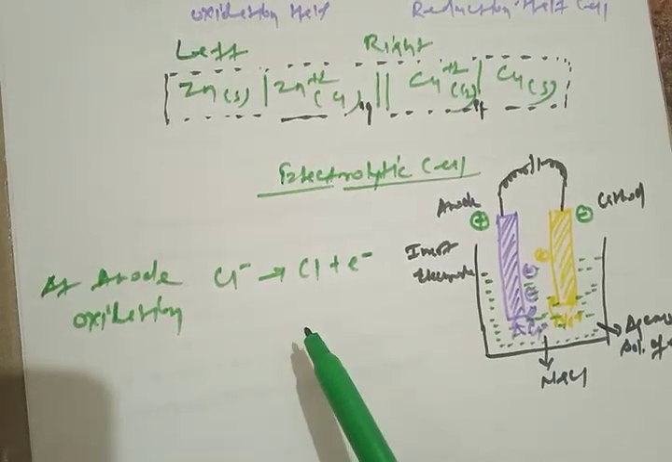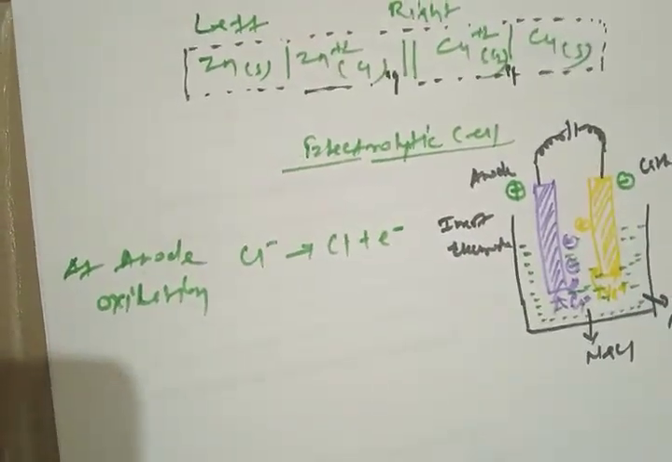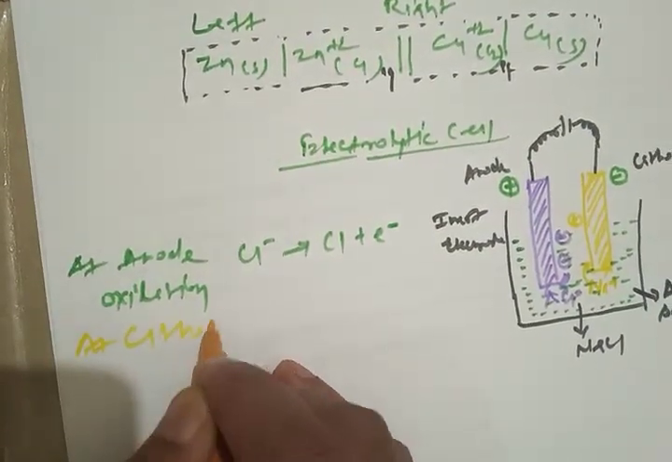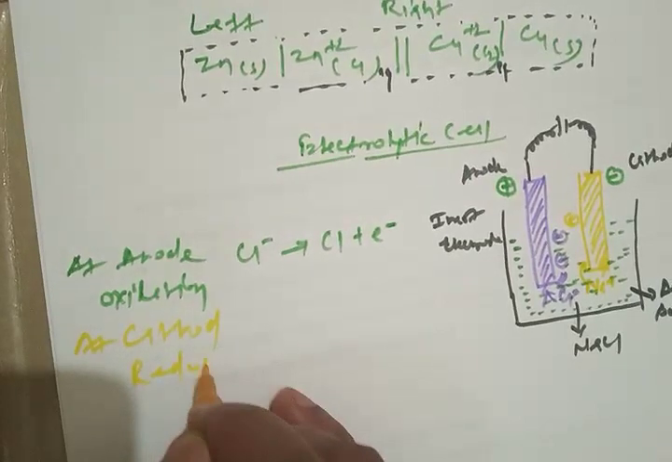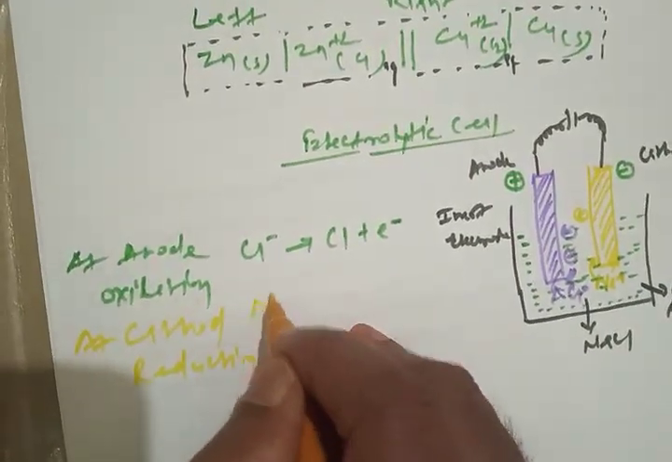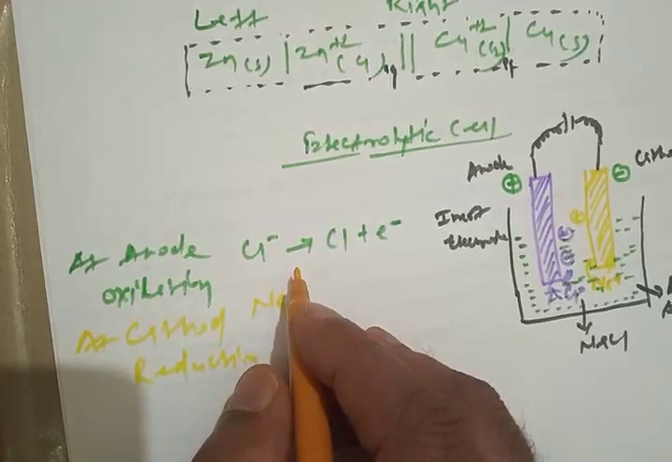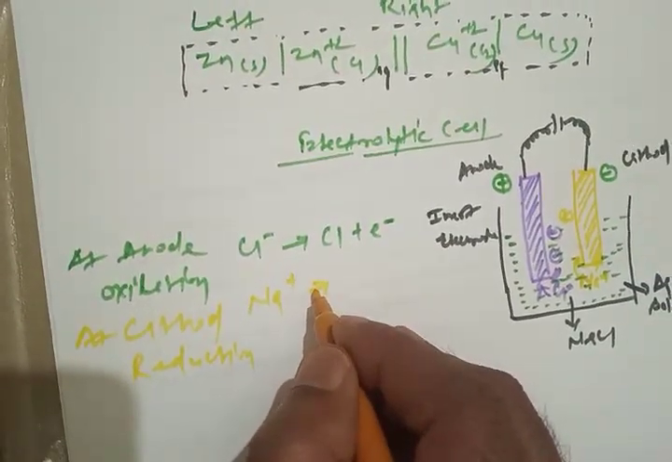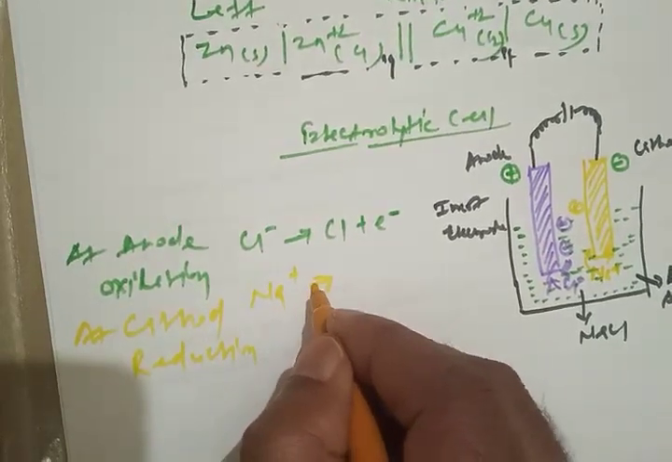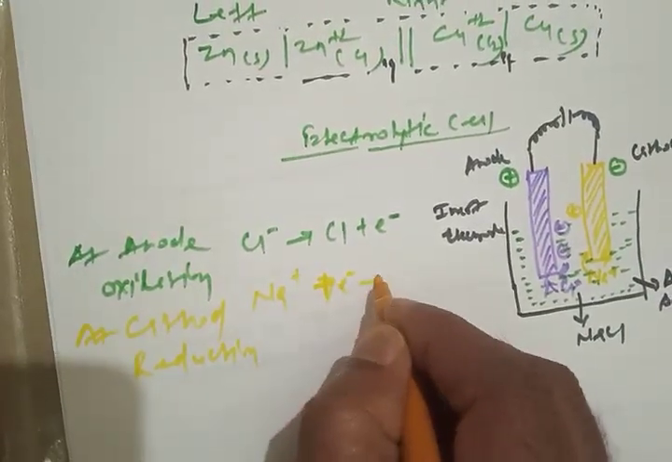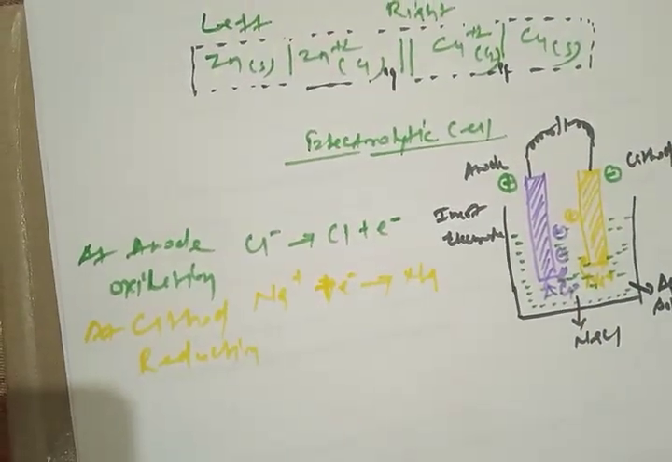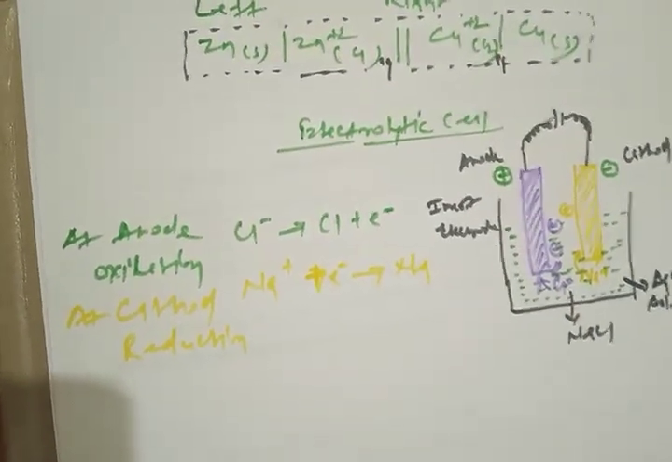And at cathode, reduction takes place. So reduction of what? Na plus is there, and this Na plus, by getting one electron, that means plus e, is converted into Na. So this is how the reduction and oxidation take place.